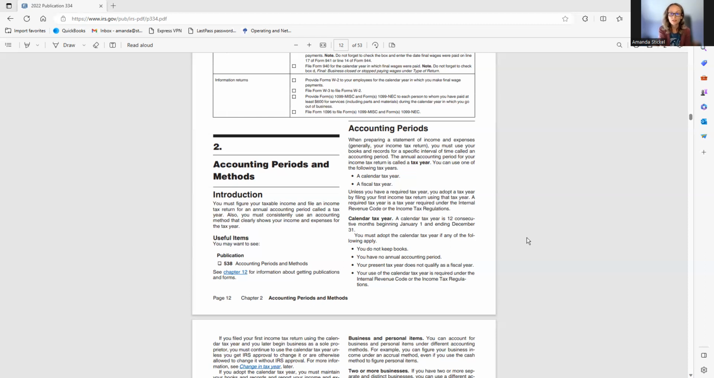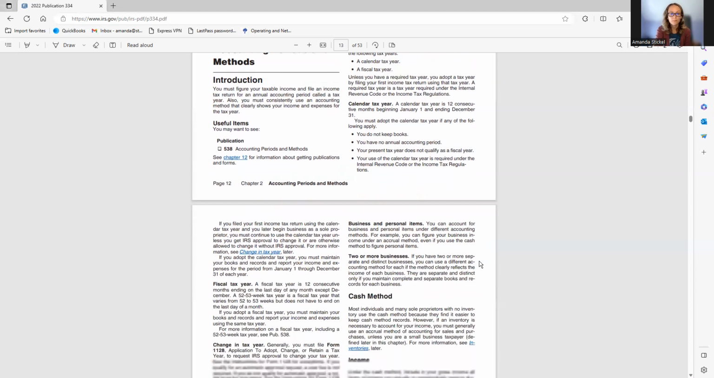Calendar tax year. The calendar tax year is 12 consecutive months beginning January 1 and ending December 31. You must adopt the calendar year if any of the following apply. You do not keep books. You have no annual accounting period. Your present tax year does not qualify as a fiscal year. Your use of the calendar year is required under the Internal Revenue Code or the income tax regulations.